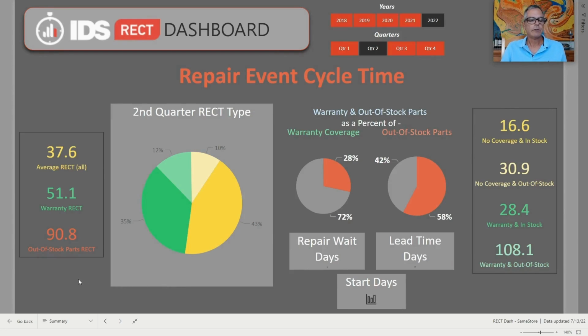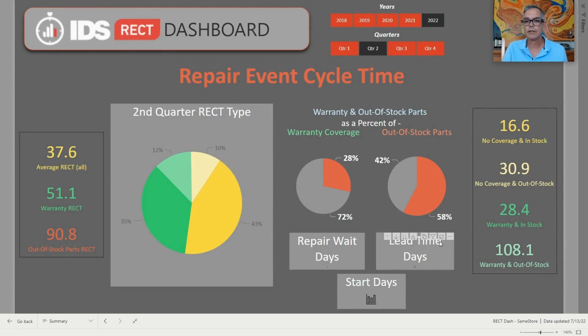So basically, to summarize, when we look at the repair event cycle time, we've always looked at the average for all repair event cycle time and the average of the two main bottlenecks. One of the things I'm going to recommend is you take a look, because there's such a disparity in the warranty and out-of-stock parts overlap as a percentage of warranty coverage. It's only 28% of warranty, but it's 58% of the out-of-stock parts. Drive down your numbers a little bit further. Look at that no coverage and in stock. Make sure that that's as smooth as it can be. No coverage and out of stock, warranty and in stock, and then obviously really pay attention to that overlapping gap there with warranty and out of stock parts.